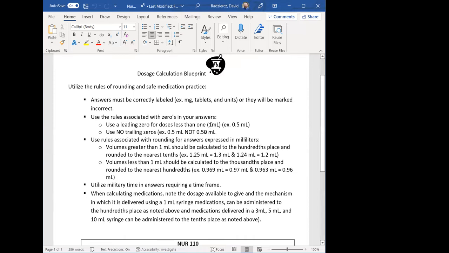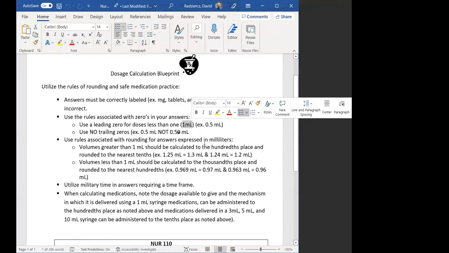That's also why this 1 milliliter just says 1 milliliter, it doesn't say 1.0, because when you're writing that out quickly, that might get misconstrued as 10. And we're trying to avoid that potential confusion.